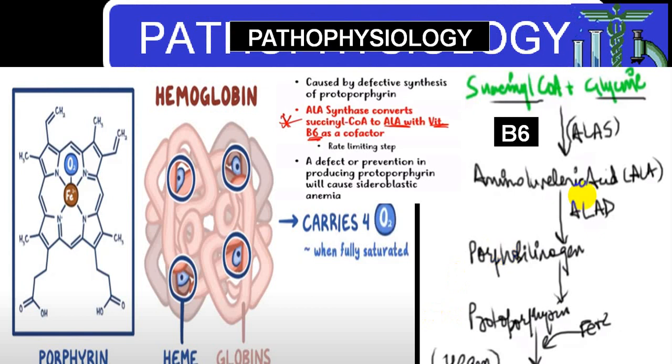This is in detail. You require succinyl coenzyme A. In the presence of B6, it will convert into aminolevulinic acid by ALA synthetase. This is defective in sideroblastic anemia. And then ALA dehydrogenase will convert this into protoporphyrin, and then protoporphyrin combines with iron to form heme.